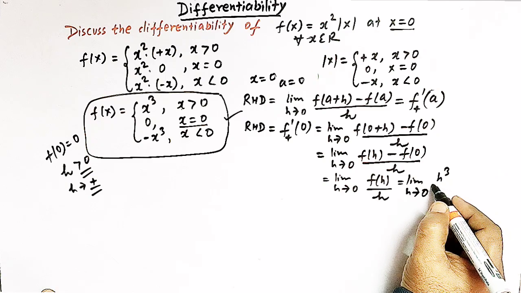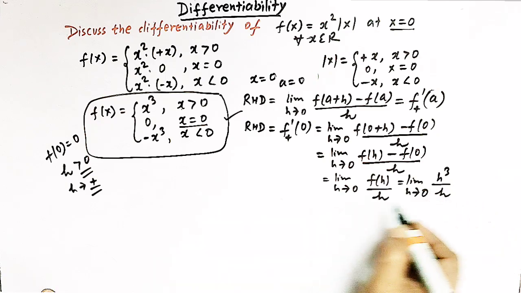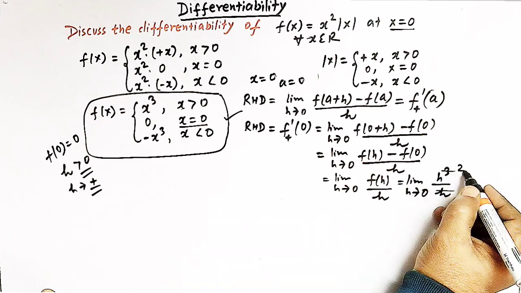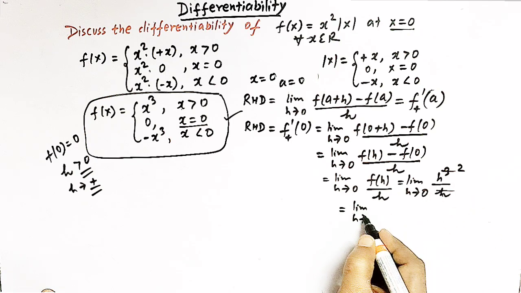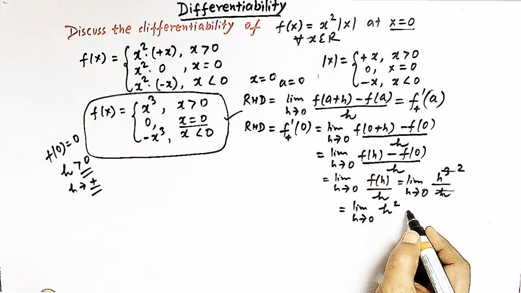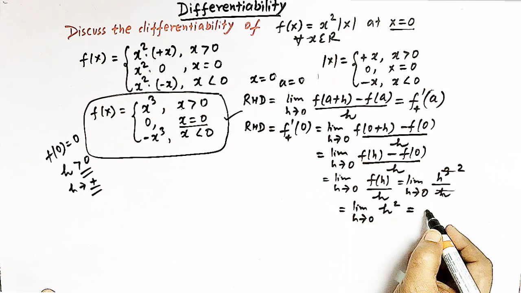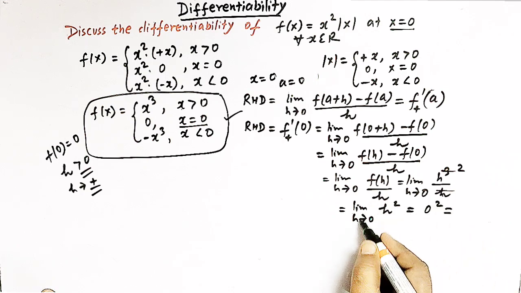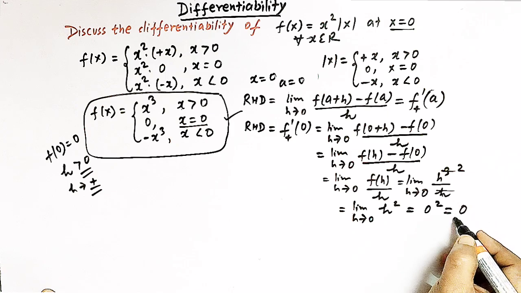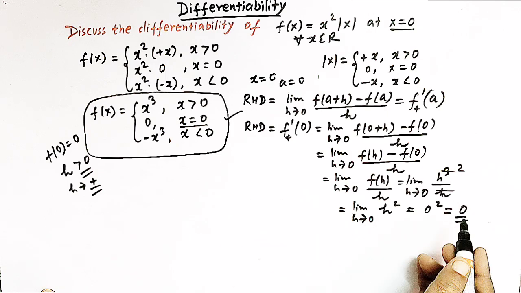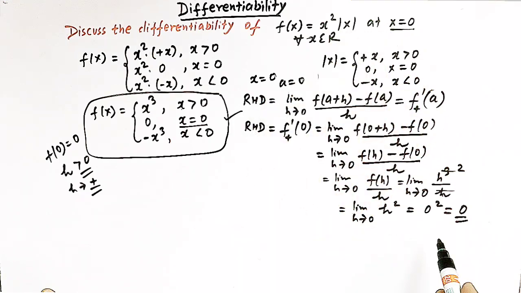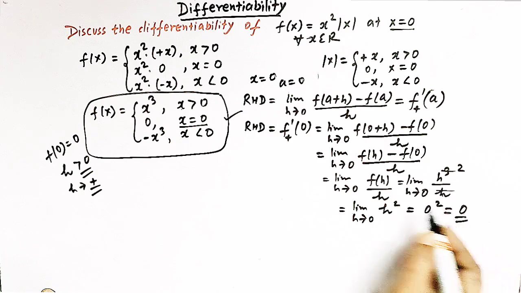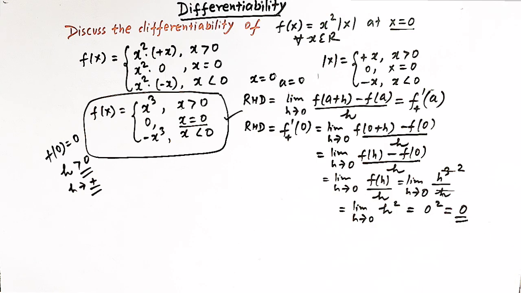h cube over h, right? So here we cancel this h, so we have limit h tends to 0 of h square. So now this limit is equal to 0 square. By taking h equal to 0, we have 0, right? So the right hand derivative of this function at x equal to 0, or a equal to 0, is given by 0. Now let us find out the left hand derivative.